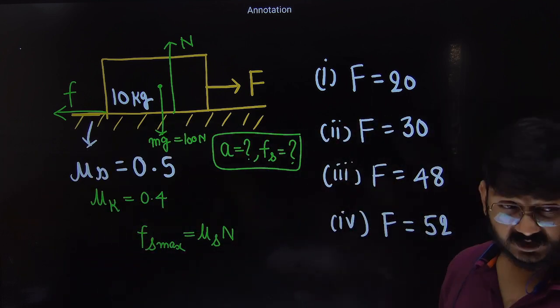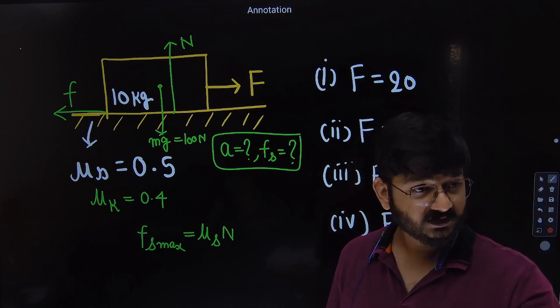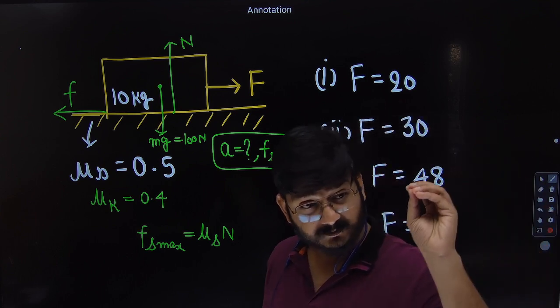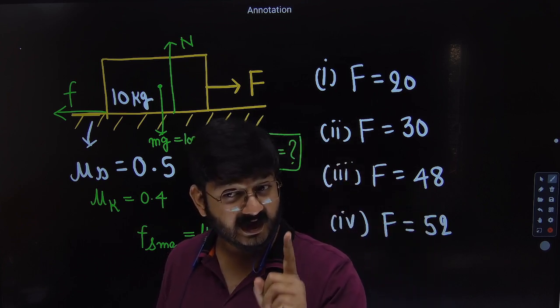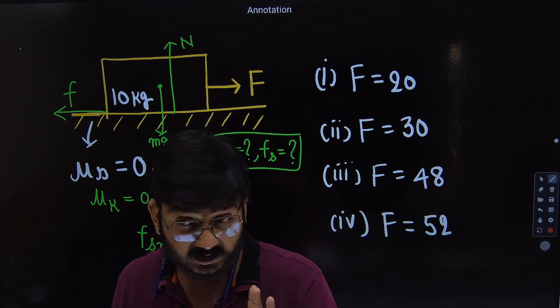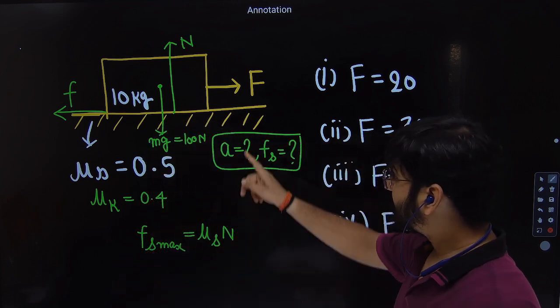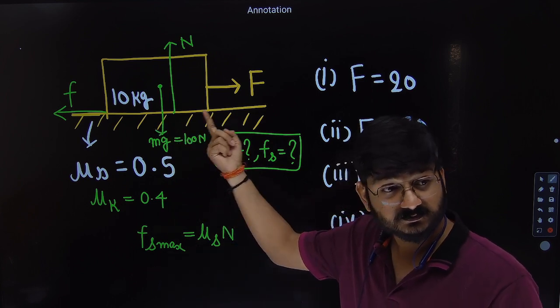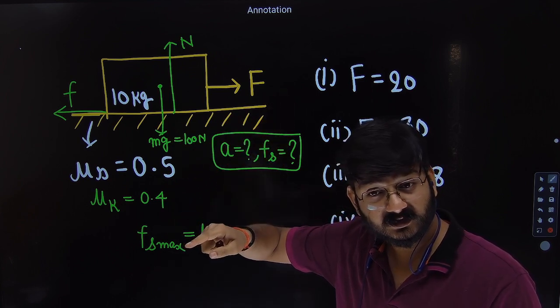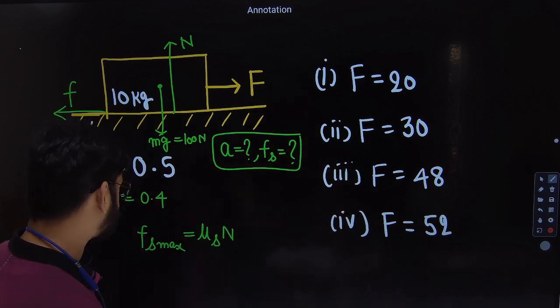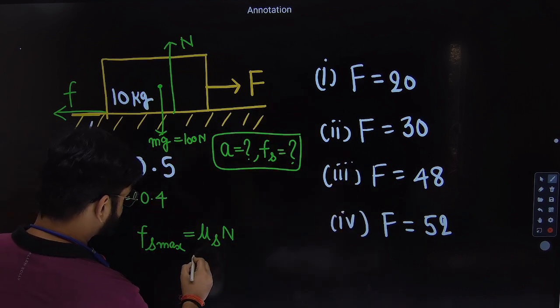Now, until and unless it moves, which friction will be acting? Static. And up to the moment static friction acts, what will be the acceleration? Zero, because the object is not moving. The moment this F is greater than Fs max, it will start moving. And which friction will act? Kinetic. So you guys know the concept. Solve all the parts. Tell me the answer quickly. So first let's find Fs max.